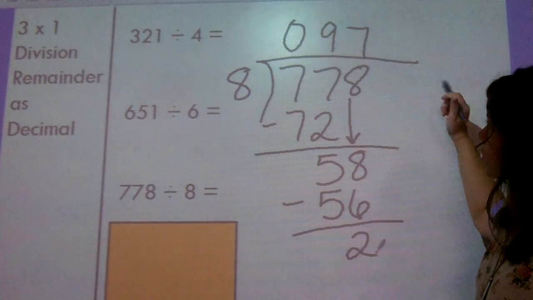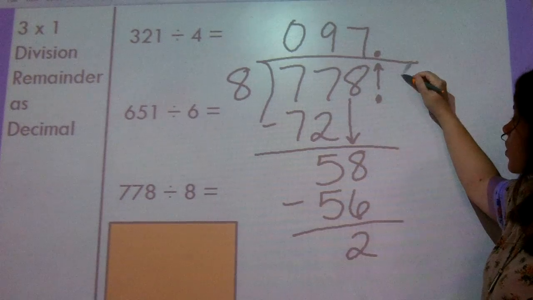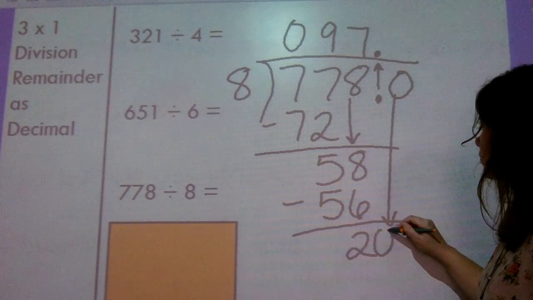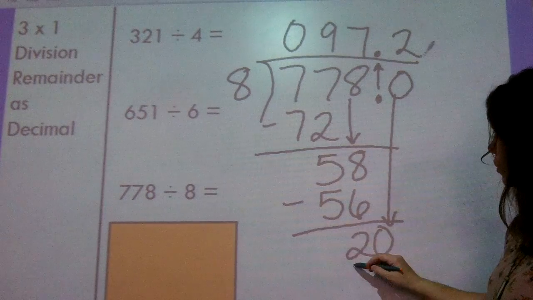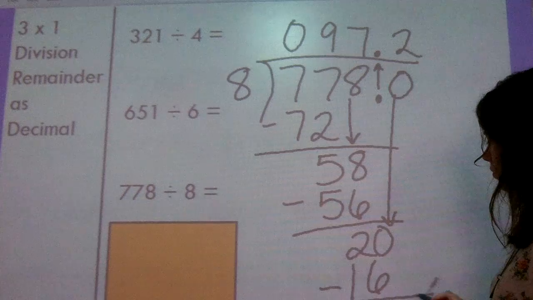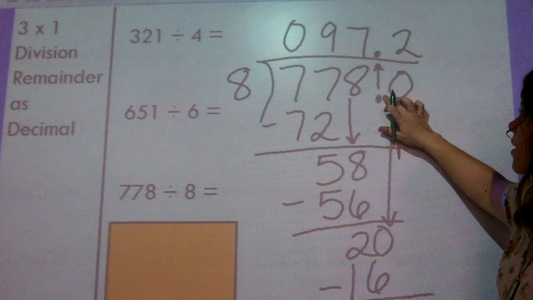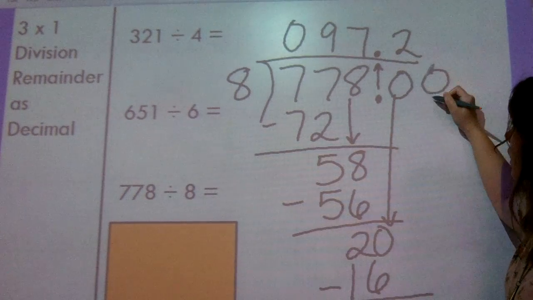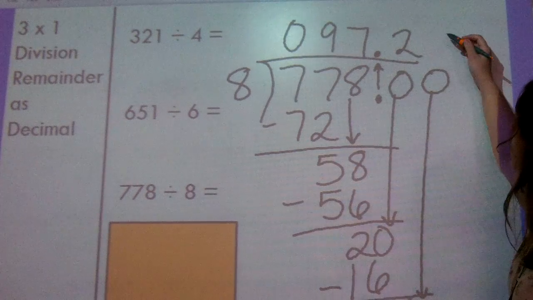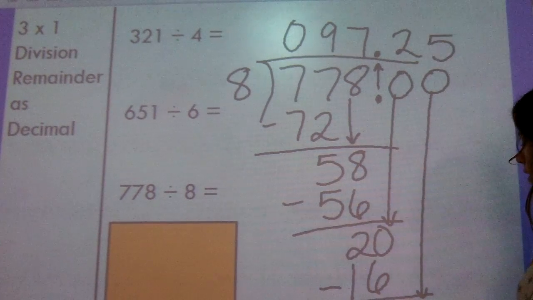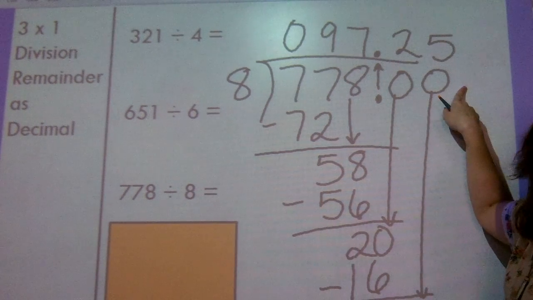8 doesn't go into 2. I'm out of numbers, so I need to add a decimal, bring it up, and now that I have my decimal, I can bring my 0 down. 8 goes into 20 2 times, because 8 times 2 is 16. I can't count by 8 to get to 4, but now that I have a decimal, I can add as many zeros as I need. 8 goes into 40 5 times, because 8 times 5 is 40. I'm left with 0. I'm left with nothing.